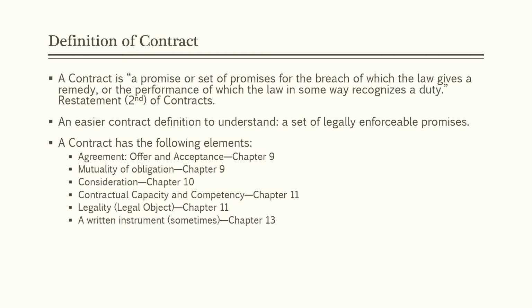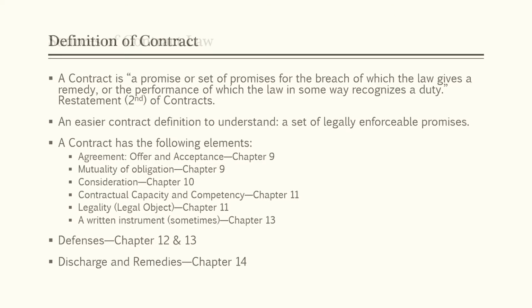A contract has the following elements: agreement, which is generally offer and acceptance. We're going to discuss that here in Chapter 9. Mutuality of obligation, we'll also discuss that here with Chapter 9. Consideration, which is in the next block, Chapter 10. And then contractual capacity and competency in Chapter 11. Legality or legal object in Chapter 11. And a written instrument, which is sometimes required in Chapter 13. We will also talk about defenses in Chapter 12 and 13, and discharge and remedies from Chapter 14.